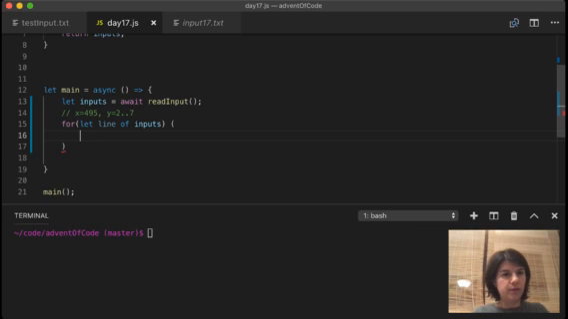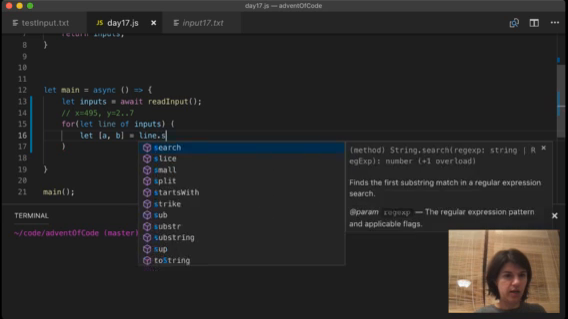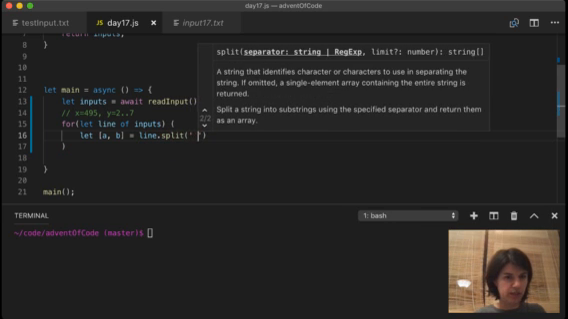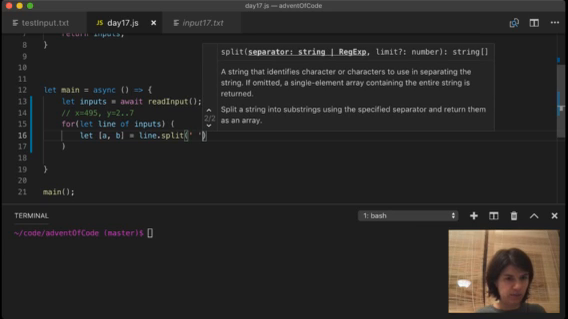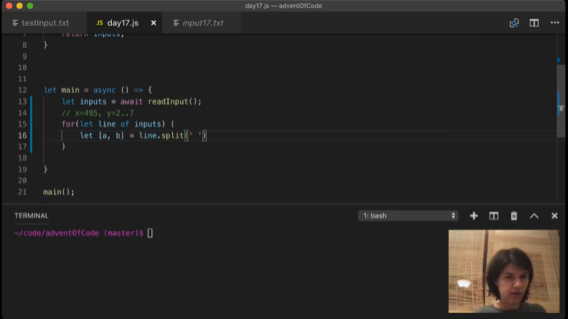For let line of inputs. So for every line, I want to see if it matches x equals, y equals. I guess I can do let first part, second part is equal to line, split at the empty spaces, and then I want to sort that alphabetically so that I get x and y.